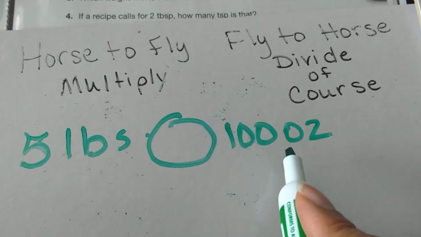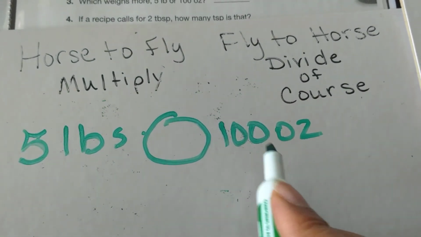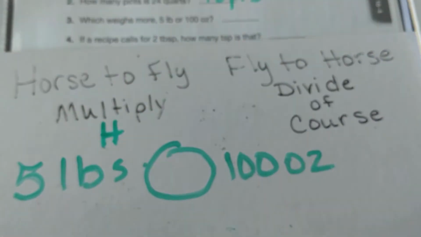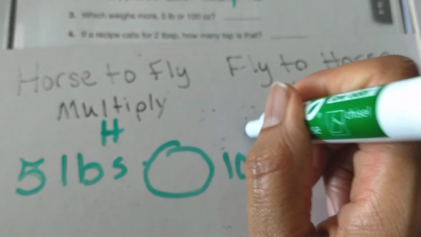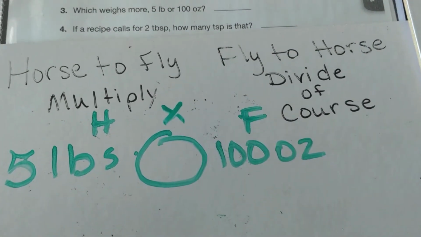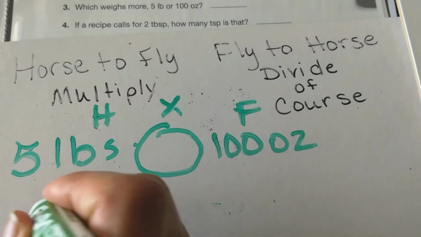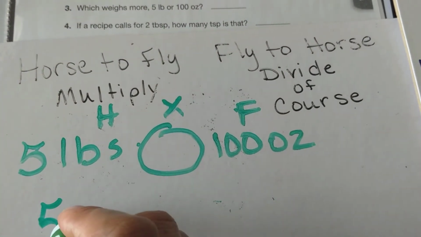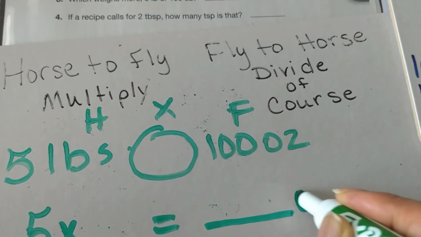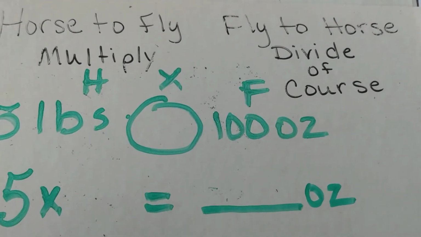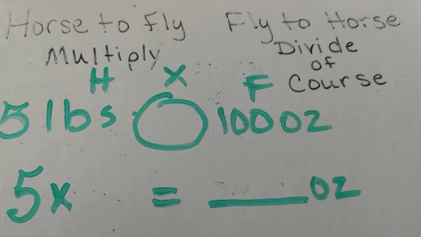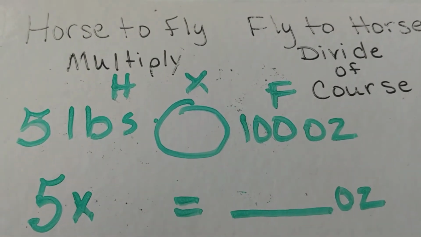Now we're going from pounds to ounces. Larger unit to small unit. Of course, horse to fly, what? Multiply. So I put my H over the top for pounds. My F over top of the 100 ounces for ounces. And of horse to fly, what goes in the middle? A multiplication sign. We're multiplying. So we're going to multiply 5 times some number to give me the amount of ounces. So 5 times what?